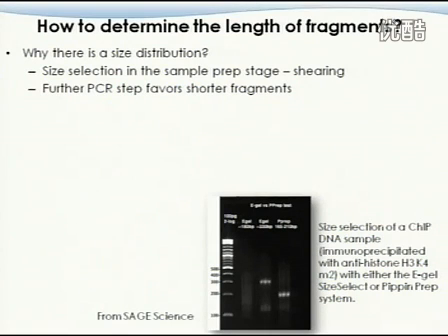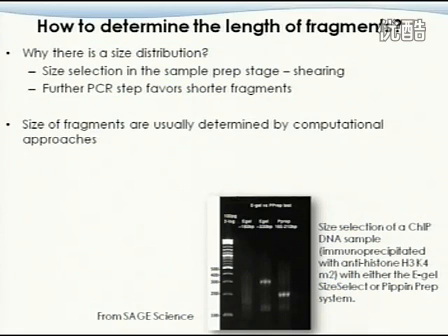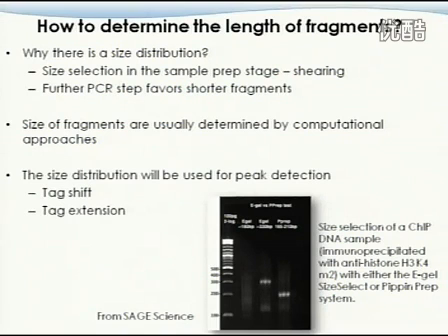But sometimes it's not only controlled by that. The reason is that further PCR steps will favor the shorter fragments. So if you have fragments that you initially think are about 300 base pair, that's where you're controlling. But eventually, after PCR steps, you are probably favoring those shorter DNA fragments. So those are really hard to evaluate just based on the gel pictures from this stage. Therefore, the size of these DNA fragments is usually determined by computational approaches, and we'll tell you how.